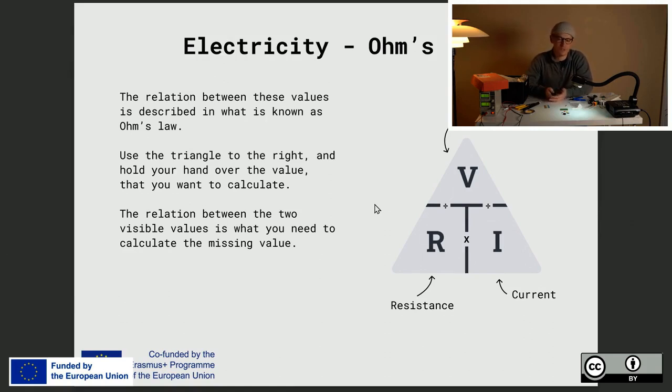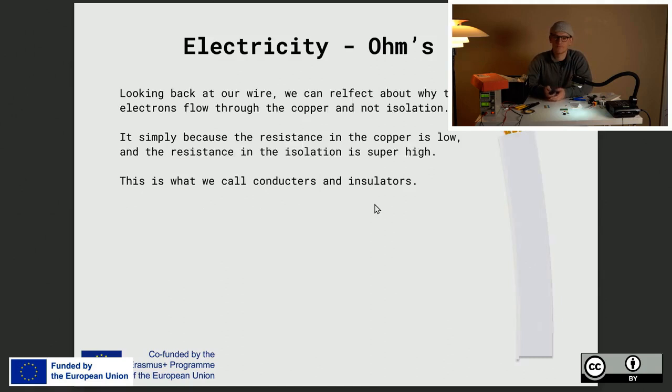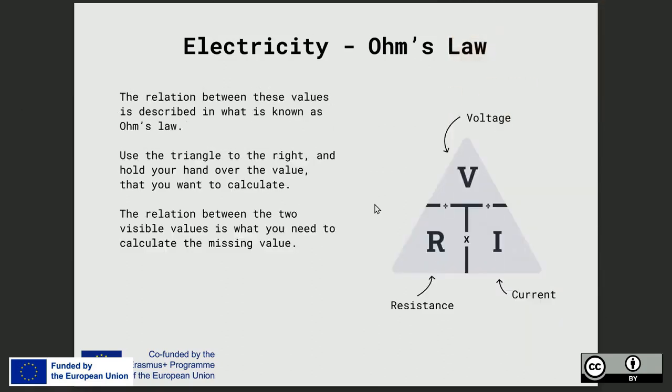As we saw in this former triangle, you can see the resistance at the bottom. What if the resistance is extremely high and the voltage is super low? Then we will see that the current is going to move towards zero.